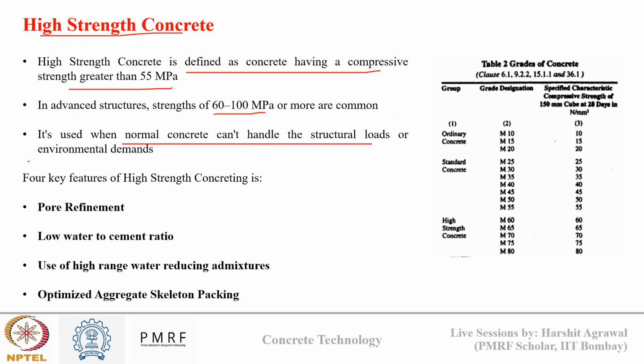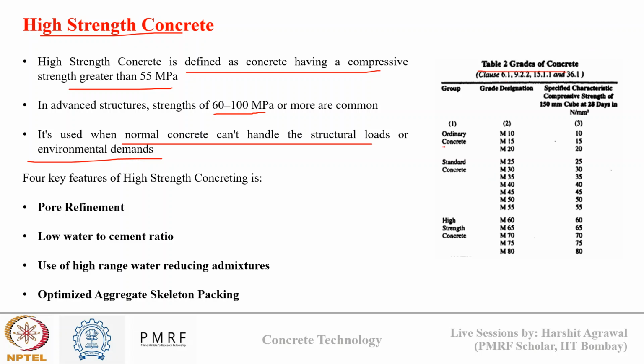So basically, we use a high strength concrete when normal concrete can't handle the structural load or the environmental degradation. So in such conditions we need to go for a high strength concrete. This same provision of strength was already discussed in week 4 or week 5 content, where we saw table 2 of IS 456.